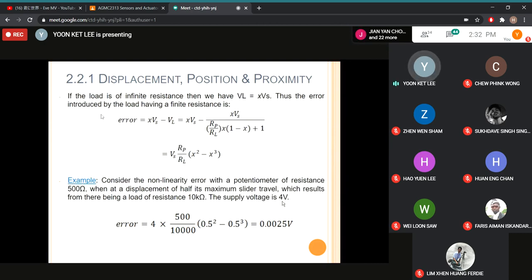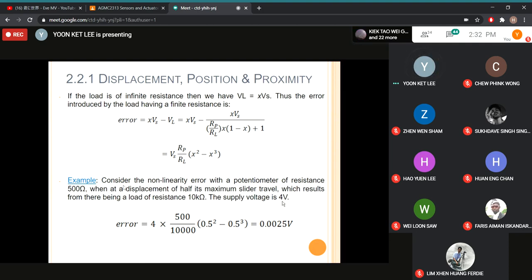What is more important is that we want to know the error. The error will be the SVS minus the FVR, equal to this one. After that, you take out your RP and RL, then you get S squared minus S cubed, and this is your final formula. You just need to remember this final formula. Then we can do the question.